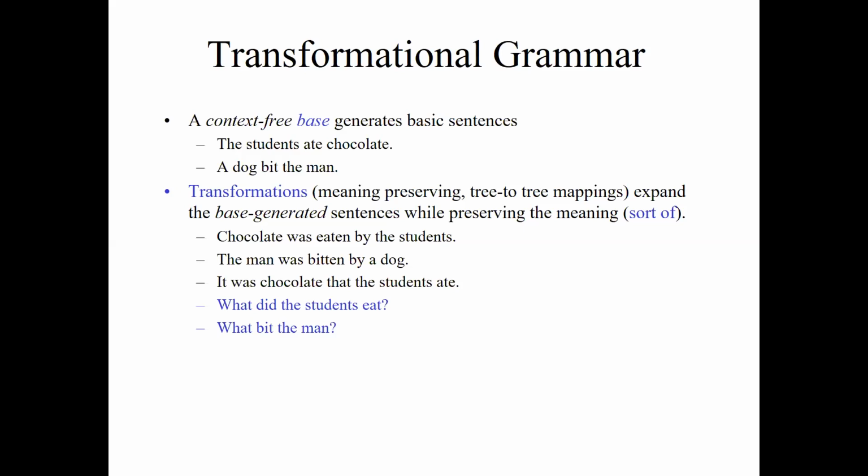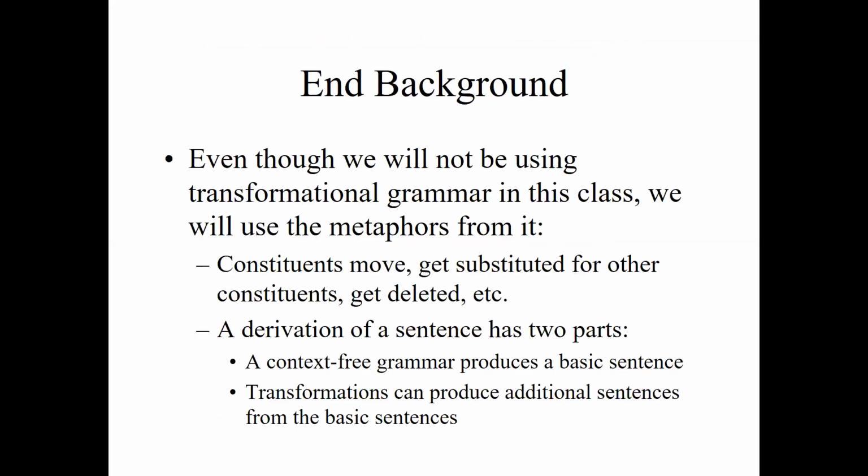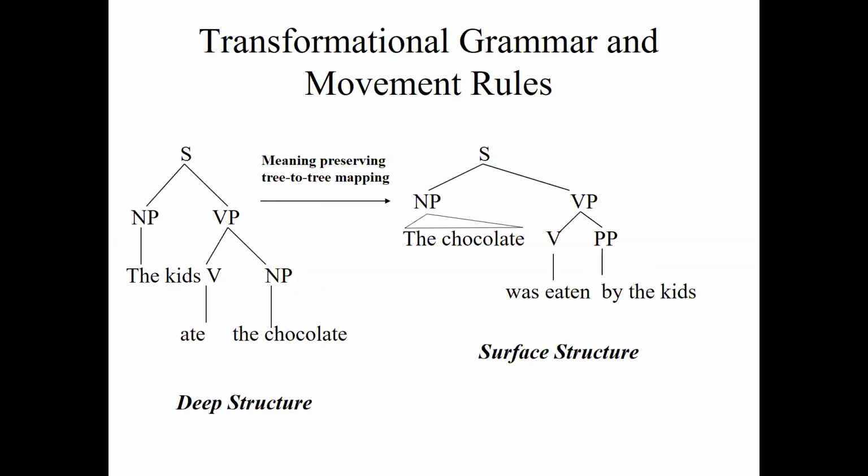So transformations, which are also called meaning preserving tree-to-tree mappings. They map a tree to another tree and they preserve meaning. The part of meaning they preserve is the semantic roles. So you get some sentences from a context-free grammar, and you get the rest from transformations that move things in tree-to-tree mappings. Okay, so that's why we talk about things moving.